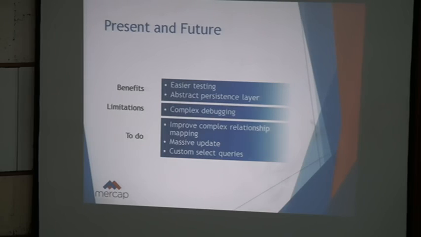So that's what we've been doing, and the benefits that we found. About what we want to do in the future, there's still a need to improve the mapping of complex relationships, because this has allowed even people who are new to the application to develop very quickly, to use test-driven development to map everything to the database easily.